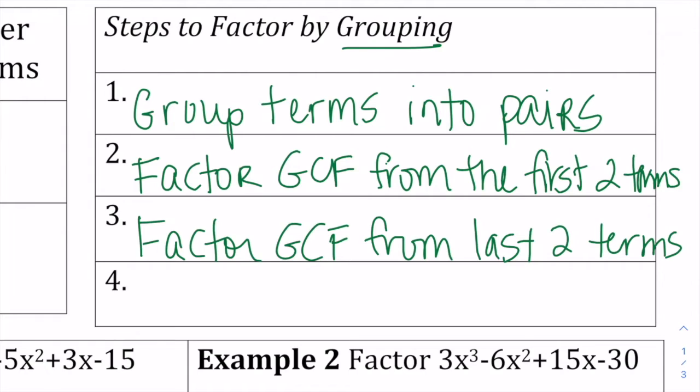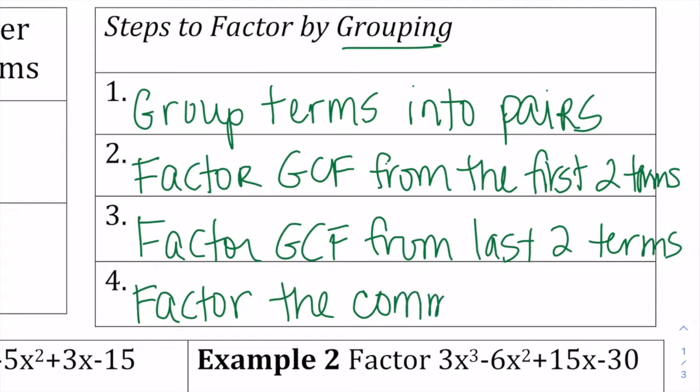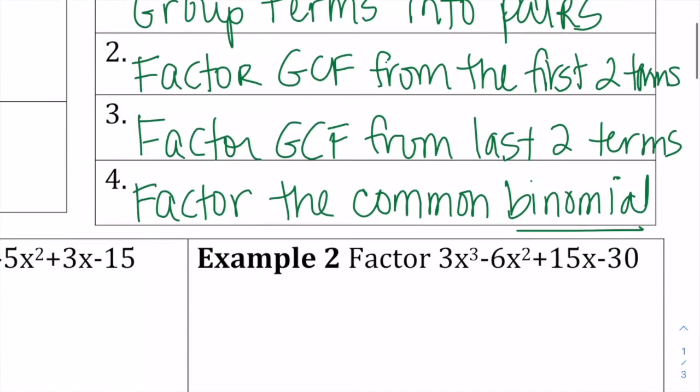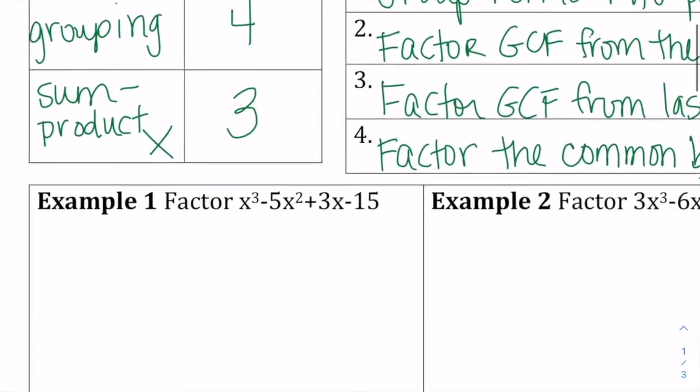Now, what we want to do at the end is factor out whatever the common binomial will be. And remember, binomial has 2 terms, right? It's usually like x plus 5, 2x plus 1, something like that.